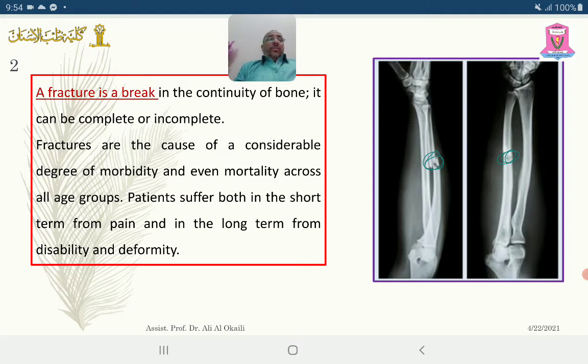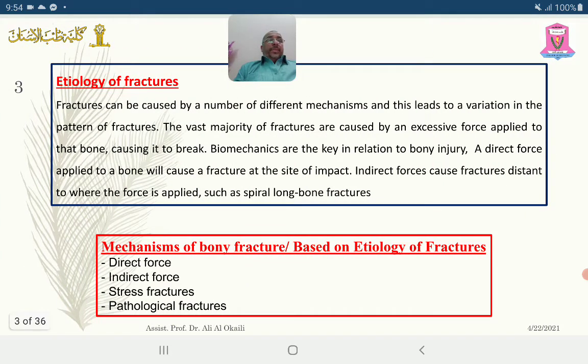Fractures are the cause of considerable degree of morbidity and even mortality across all age groups. Patients suffer both in short term from pain and in the long term from disability and deformity. Etiology of fracture. A fracture can be caused by a number of different mechanisms, and this leads to a variation in the pattern of fracture. The vast majority of fractures are caused by an excessive force applied to the bone, causing it to break down.